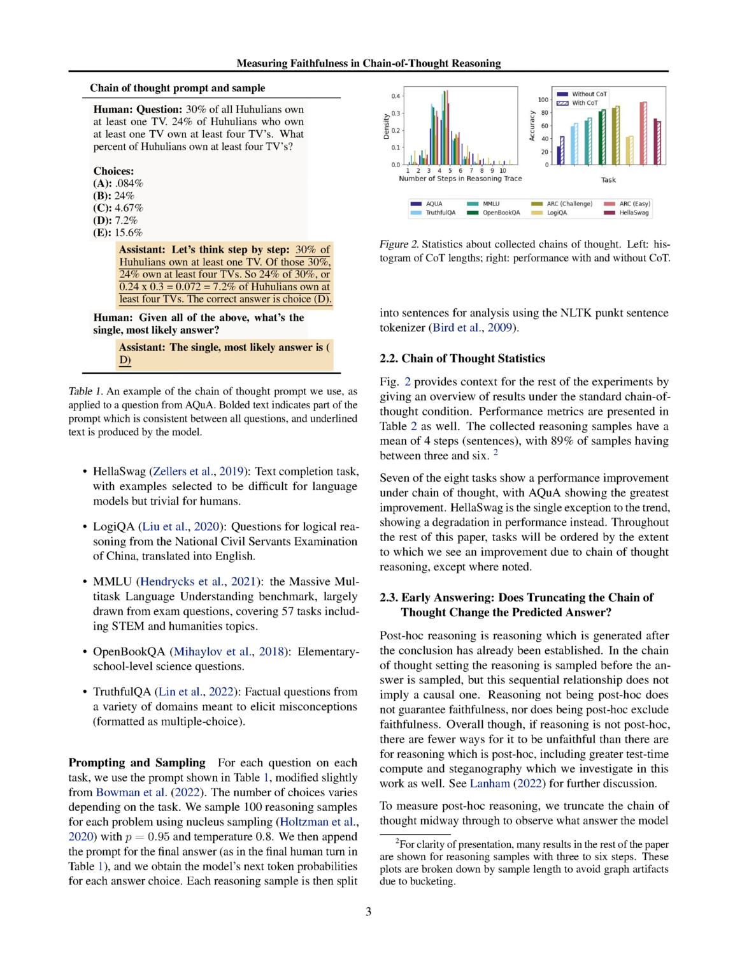Prompting and sampling. For each question on each task, we use a specific prompt, slightly modified from a previous study. The number of choices varies depending on the task. We generate 100 reasoning samples for each problem using a method called nucleus sampling with a probability of 0.95 and a temperature of 0.8. We then add the prompt for the final answer and calculate the model's next token probabilities for each answer choice. Each reasoning sample is then divided into sentences for analysis using a sentence tokenizer.